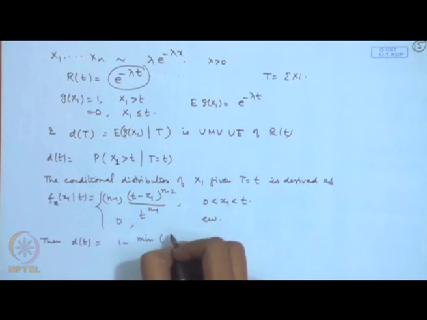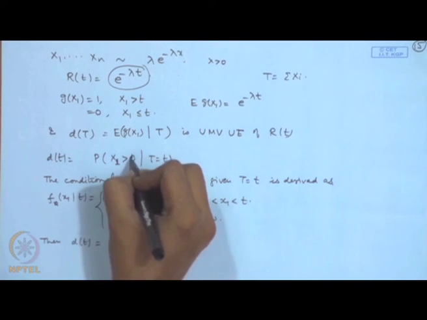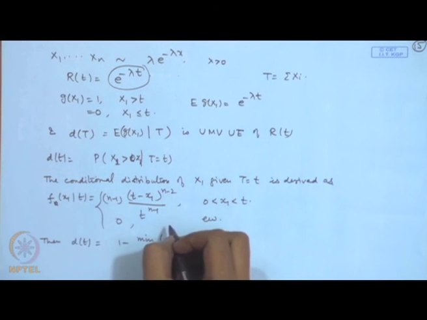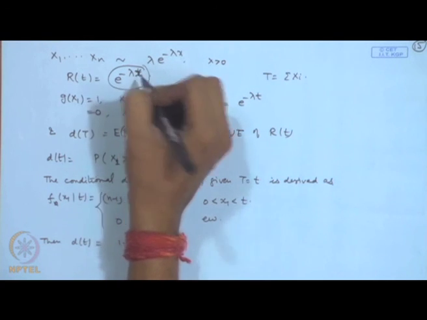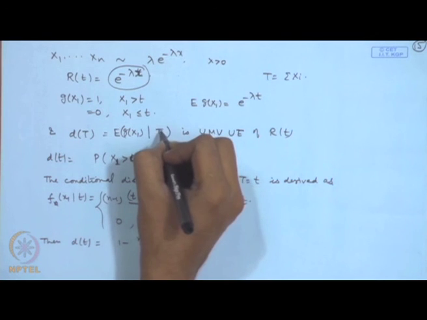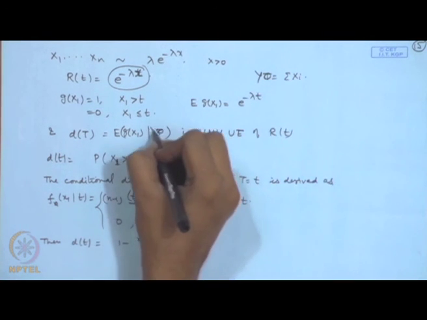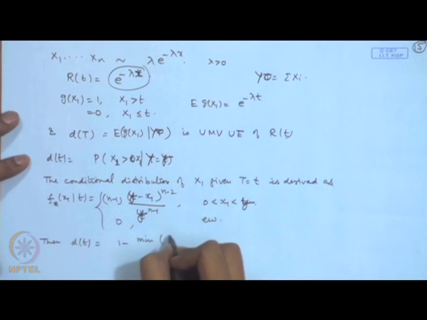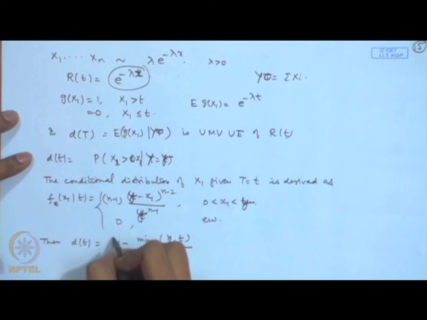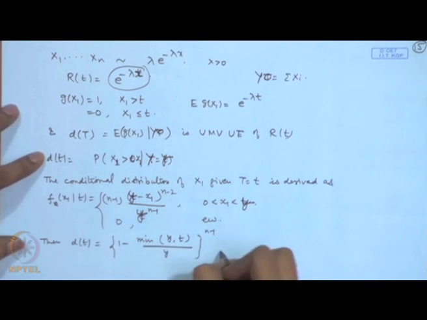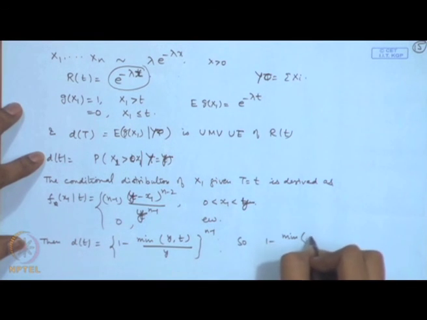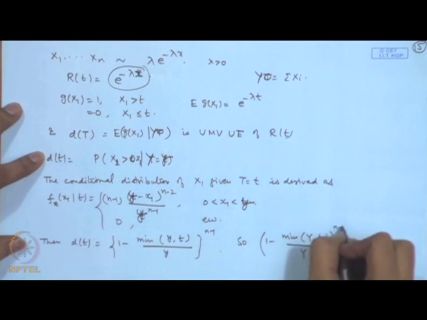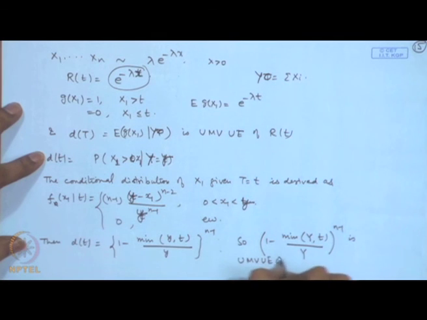of t and, okay, so there is a confusion here. I should have used a different notation here for x_1. Let us use a different notation, y here, and this is y, small y. So, then this will be equal to the minimum of y and t divided by y to the power n minus 1. So, we conclude that 1 minus the minimum of y and t divided by y to the power n minus 1 is the UMVUE of the reliability function in the case of exponential distribution.